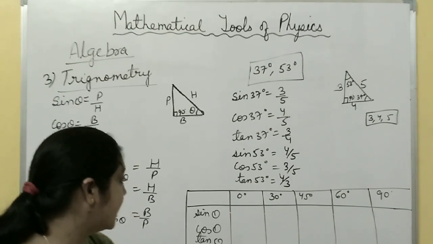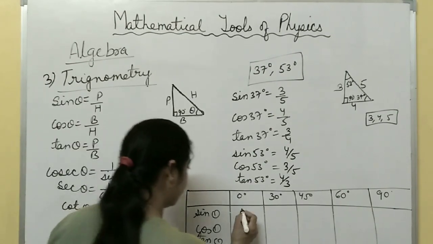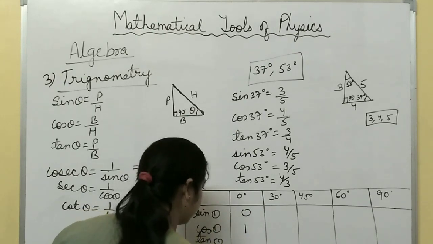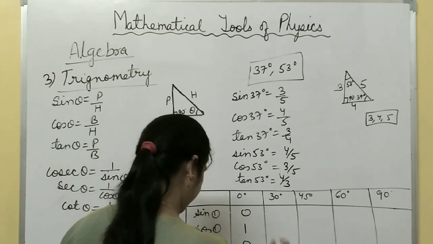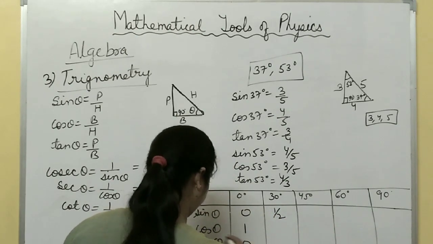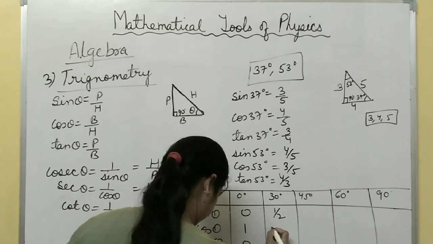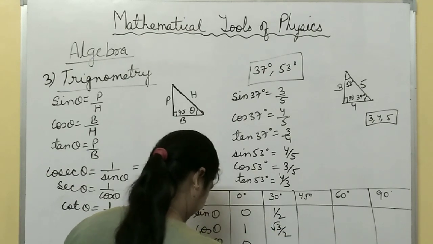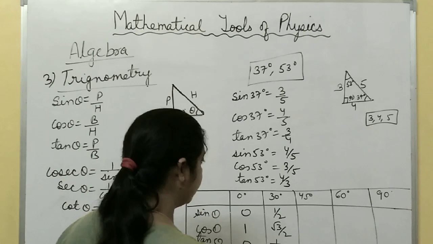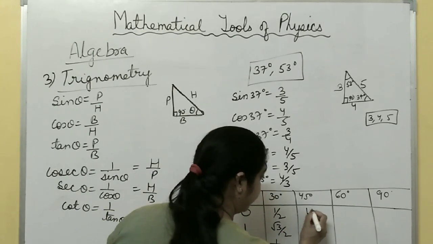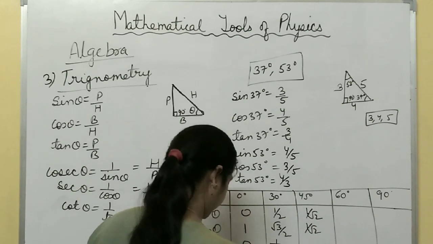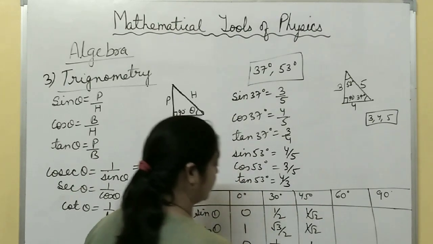What is the value of sine 0? Sine 0 is 0. And you know cos 0 is 1 and tan 0 becomes 0. Right? Again sine 30. Sine 30 is 1 by 2. Then cos 30 is root 3 by 2. And tan 30 is 1 by root 3. Then sine 45 is 1 by root 2. Cos 45 is also 1 by root 2. And then tan 45 is 1.